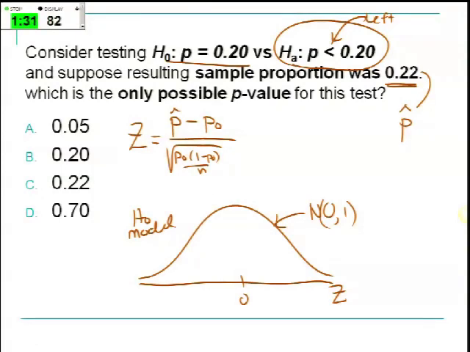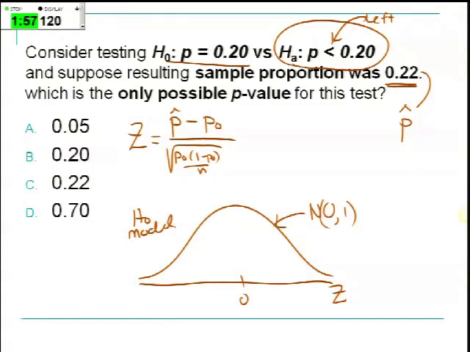Your p hat is 22%. You were trying to establish that you're less than 20. You're not, right? There's no way you're less than 20%. You got 22% in your sample. What kind of z statistic will it turn out to be, a positive z or negative z? Tell me. Positive. So put it on the positive side over there somewhere.